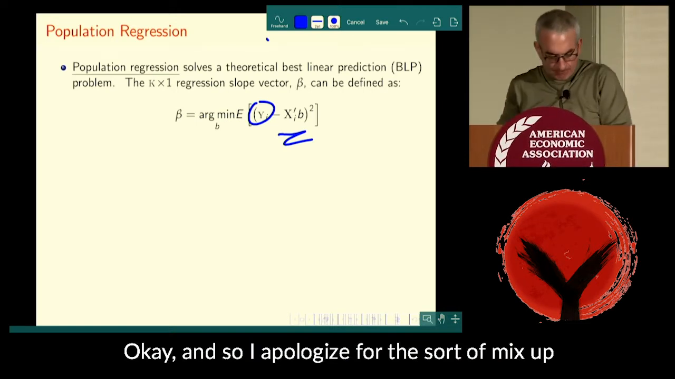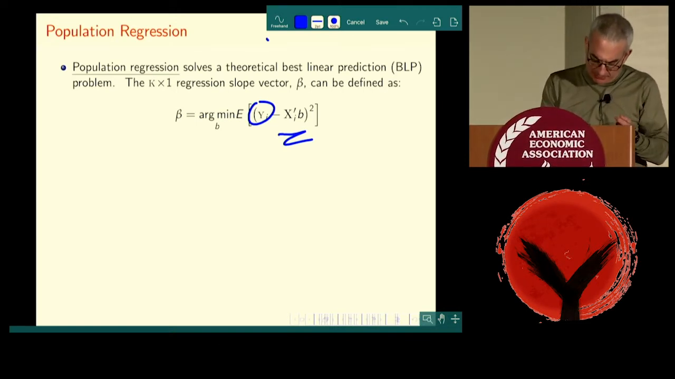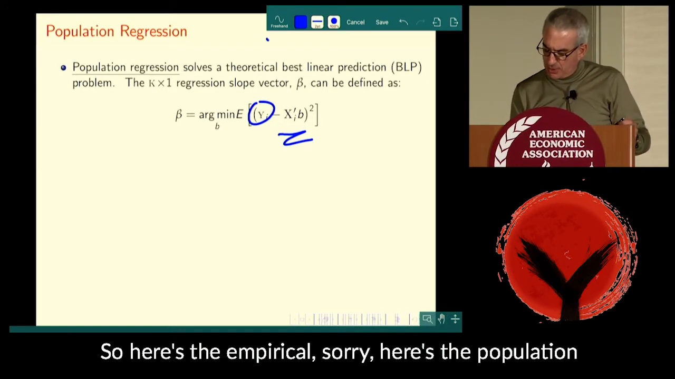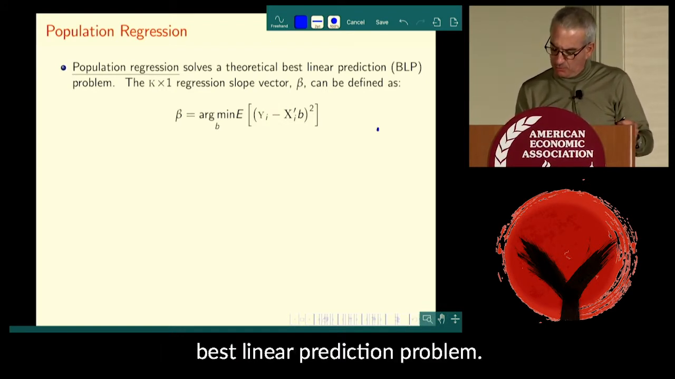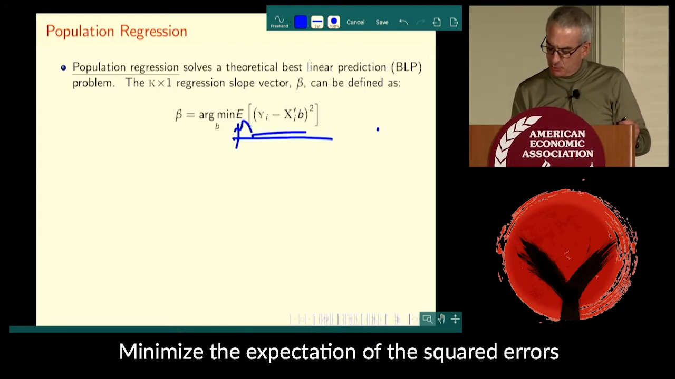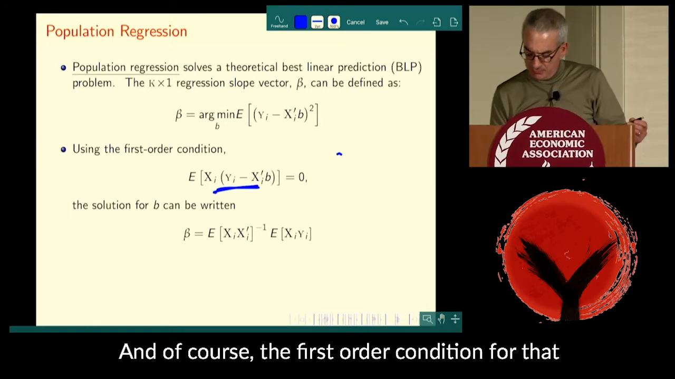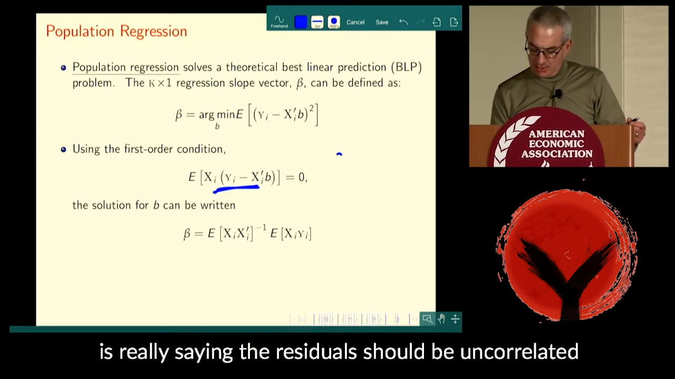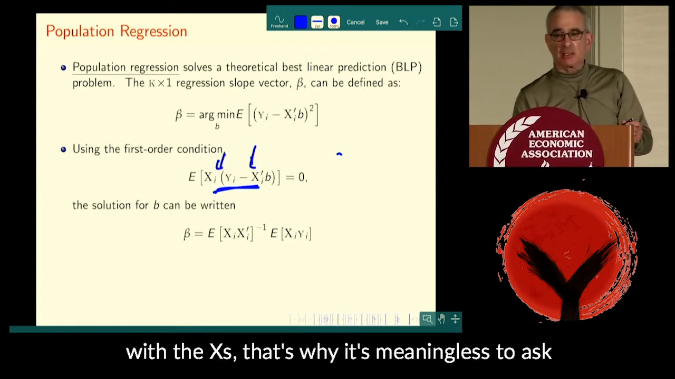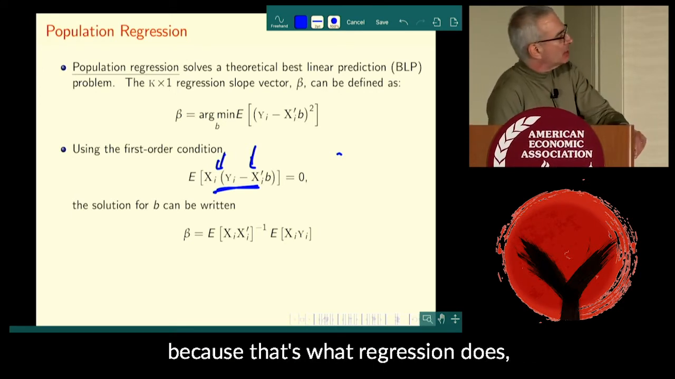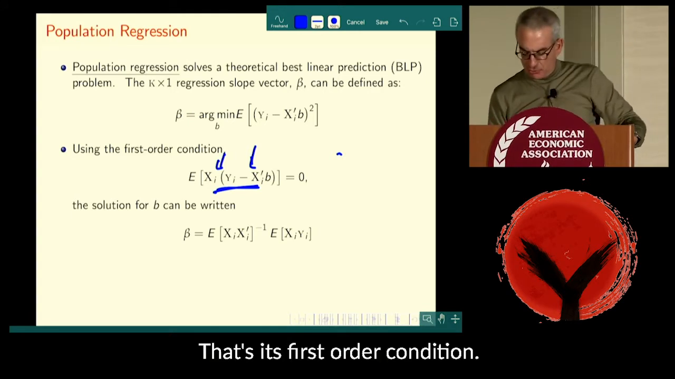I apologize for the mix-up in the notation there. So here's the population best linear prediction problem: minimize the expectation of the squared errors in the population. Then there's a first order condition for that, and the first order condition is really saying the residuals should be uncorrelated with the x's. That's why it's meaningless to ask whether the residuals are uncorrelated with the x's, because that's what regression does. It produces that. That's its first order condition.